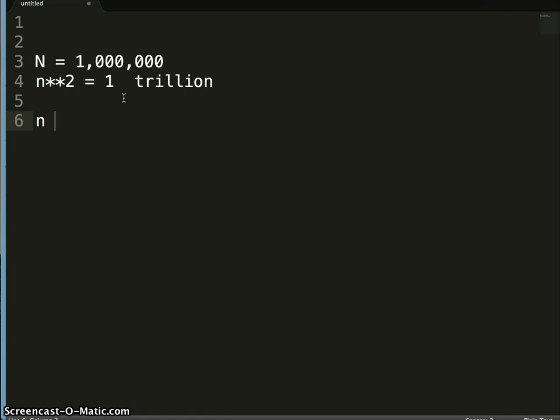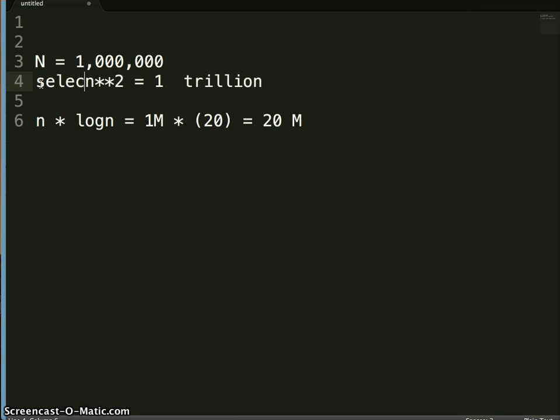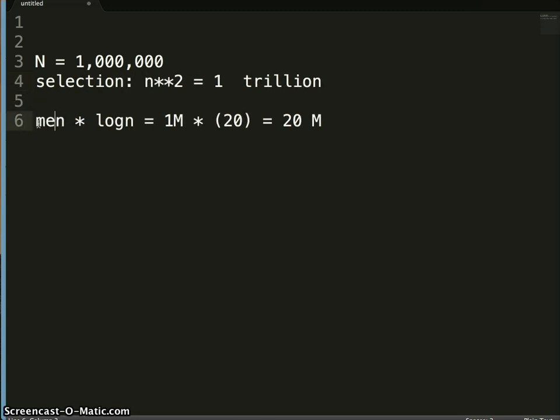However, n times log n is equal to 1 million times log base 2 of a million. Well, it turns out that that's only 20. So this is equal to 20 million. So the big O of selection sort would lead to 1 trillion operations, but merge sort would only do 20 million operations. That's how powerful the log n is when compared to n. So we can prove mathematically that merge sort is much faster.